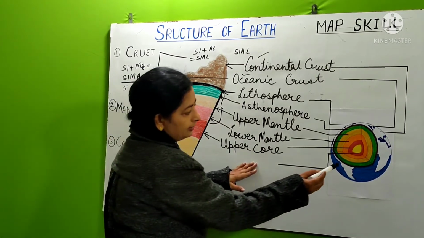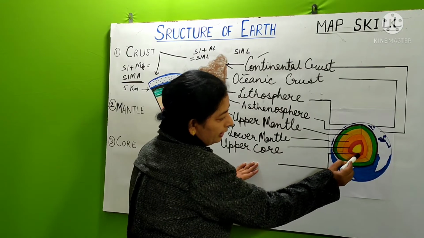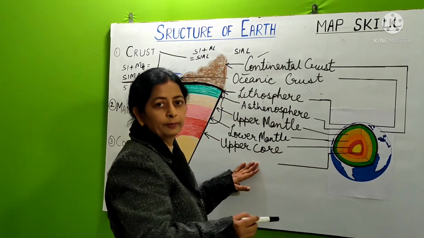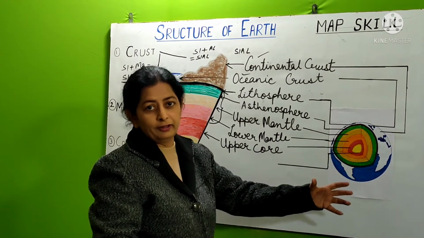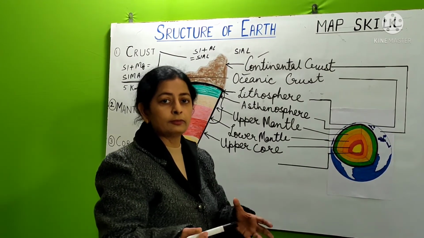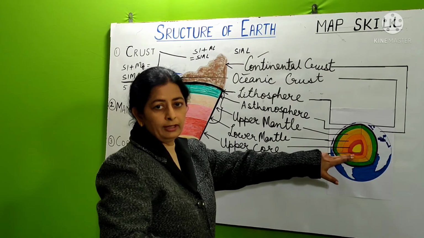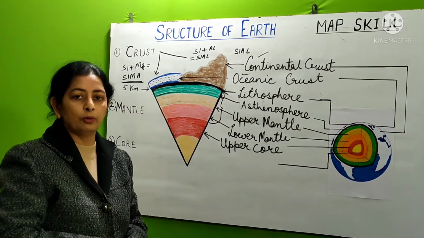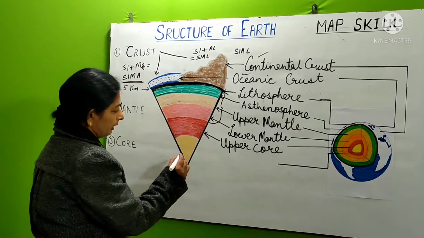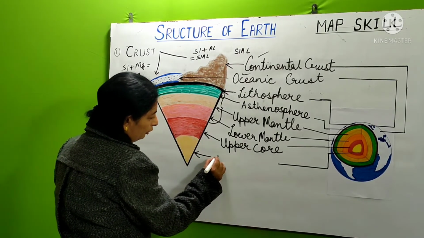So you can see this red part is the upper core. This upper core is in molten state, and that is why this red color, which also represents hot magma. So this red part shows that this is the upper core having rocks in molten state. And the last one is the lower core.